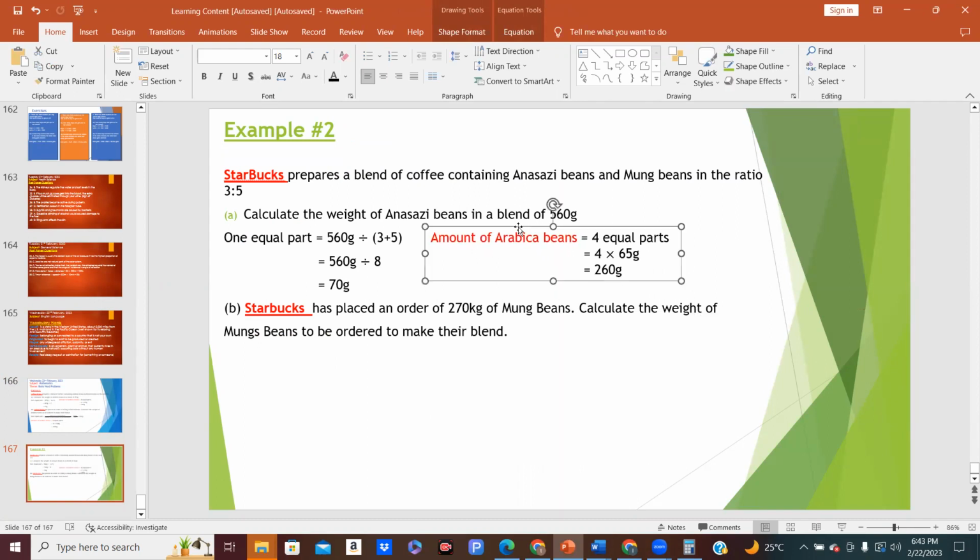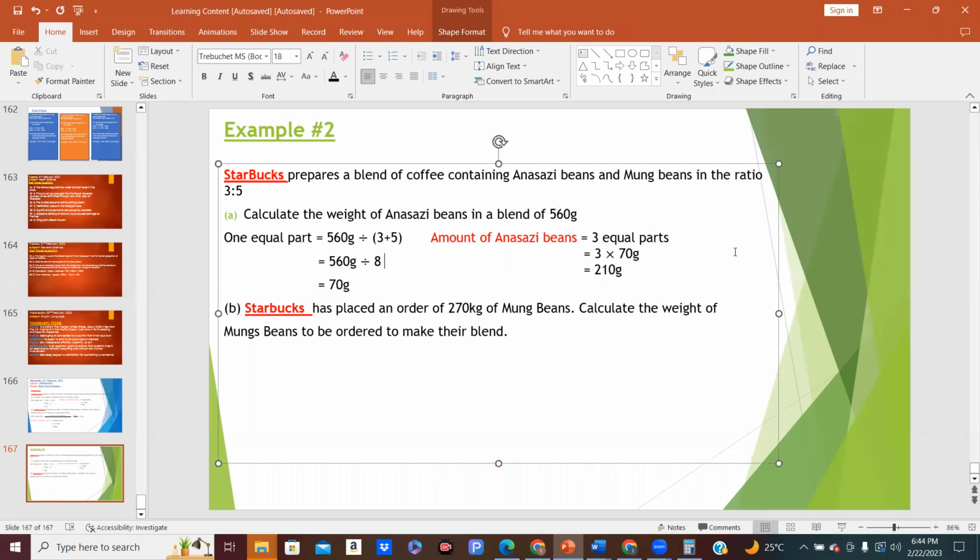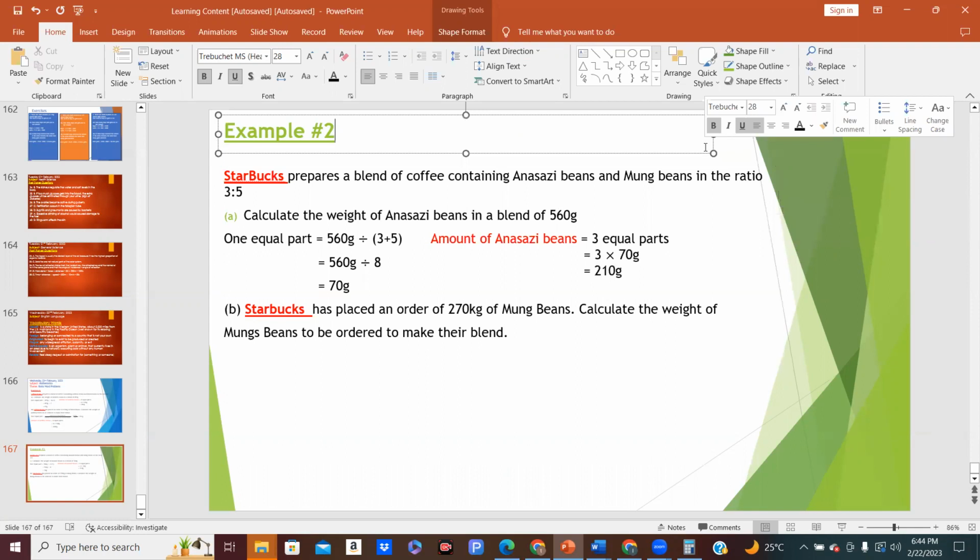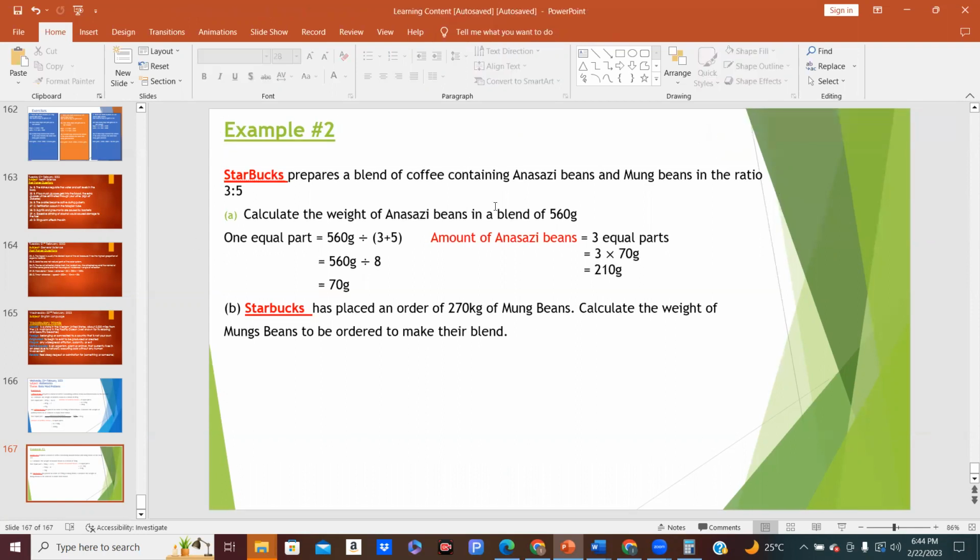So the amount of Anasazi beans is going to be 3 equal parts. So we have 3 times 70 grams. What is 3 times 70? 210. Yeah, and so that's how we do it. Any questions on this? Any questions? All right.